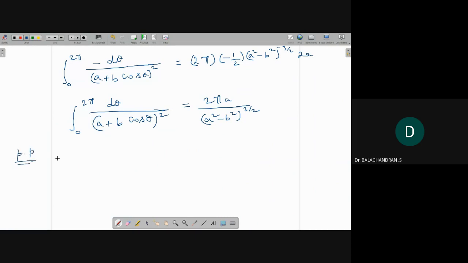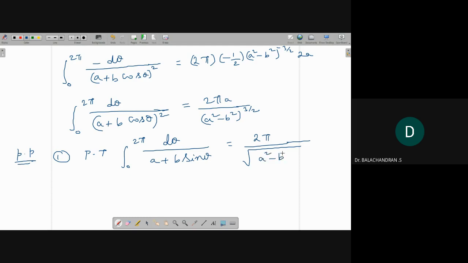Practice problem 1. Prove that the integral over 0 to 2 pi of d theta divided by a plus b sine theta is equal to 2 pi divided by root of a square minus b square, where a greater than b greater than 0.